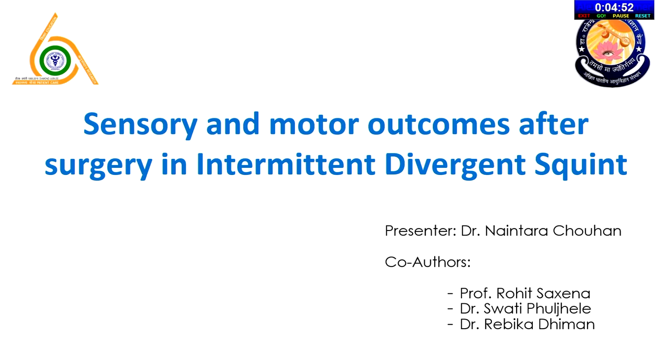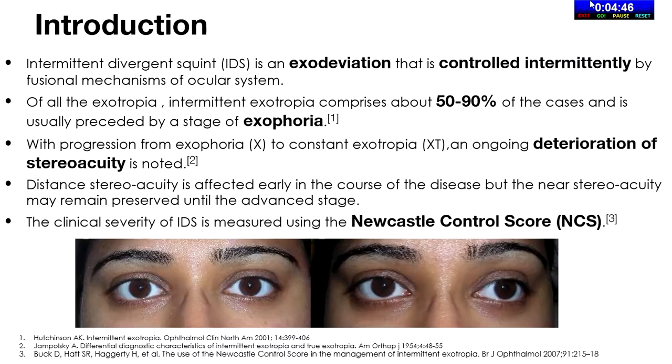Good morning. I'll be speaking on the topic sensory and motor outcomes after surgery in intermittent divergent squint. So IDS is an exodeviation which is controlled intermittently by the fusional mechanisms. Out of all the exotropia, IDS comprises about 50 to 90% of the cases, and it is preceded by a stage of exophoria. So with the progression from exophoria to exotropia, there is ongoing deterioration in the stereoacuity.